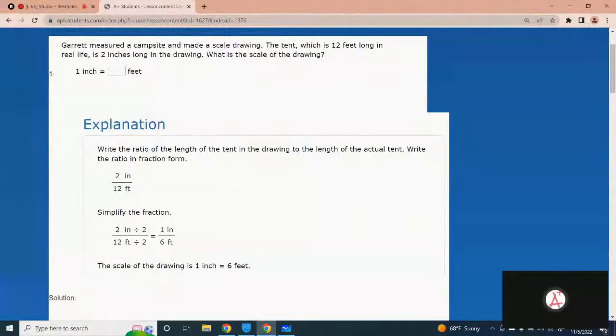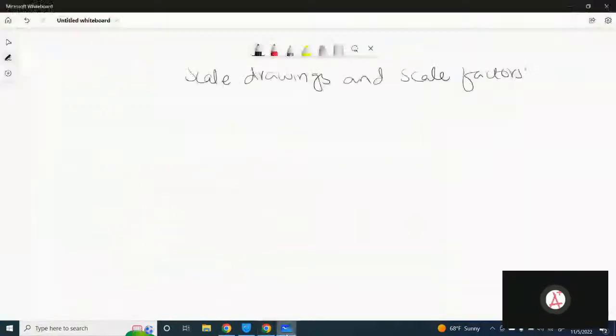What is the scale of the drawing? You have to find the scale of the drawing. Got it? So it would be 2 inches divided by 12 feet long in real life and 2 inches long in the drawing. That's basically the ratio between the original one and the scale drawing. You have to write it in the ratio form. Got it? So it would be 2 inches divided by 12 feet.